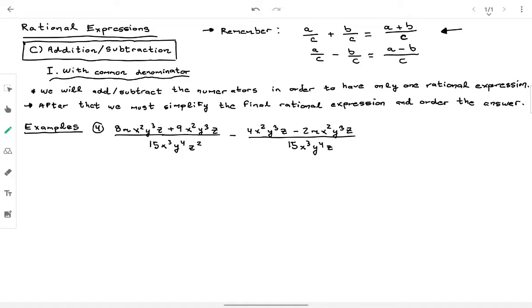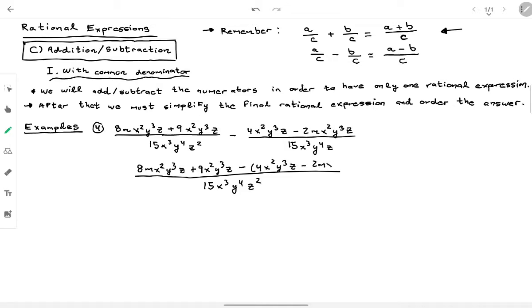So in this case, of course, remember, we will have a common denominator that is going to be 15x cubed y to the 4 c squared. So what will happen? It's going to be 8mx squared y to the third c plus 9x squared y to the third c minus, and it's going to be 4x squared y to the third c minus 2mx squared y to the third c. So what will happen here?